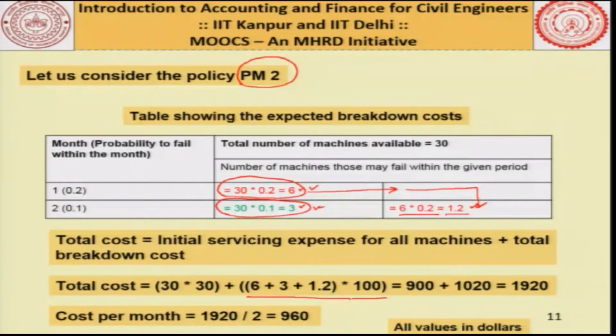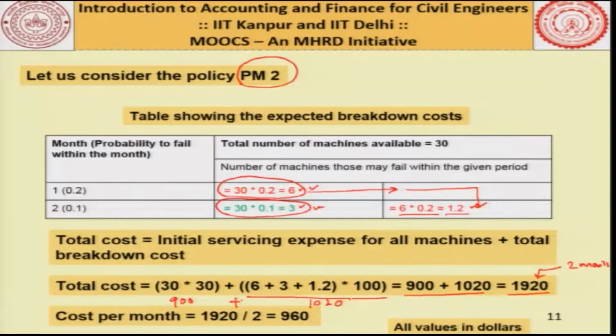So this is 1020 here, and 30 into 30 anyway you know, because every 2 months you are maintaining 30 equipment at a cost of $30. So 900. So total cost is coming to be 900 plus 1020, it is 1920. So, this is the cost implication for 2 months.